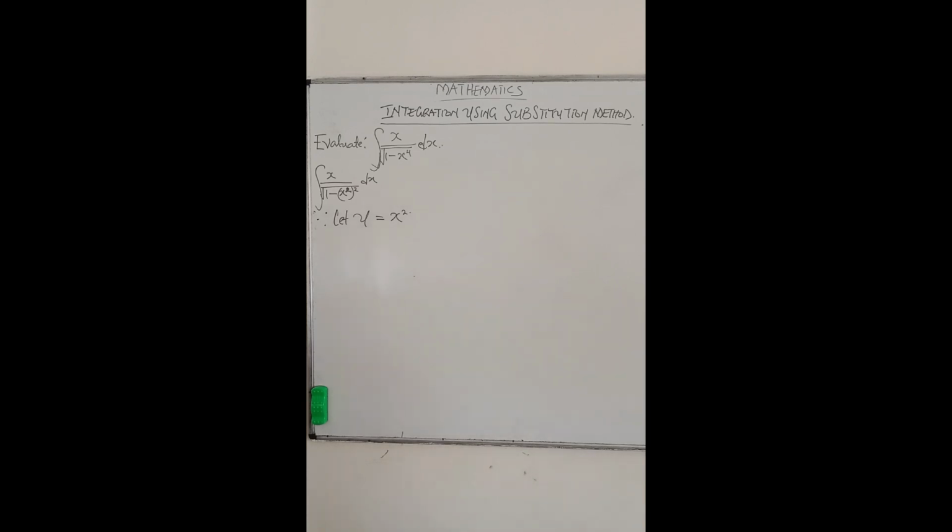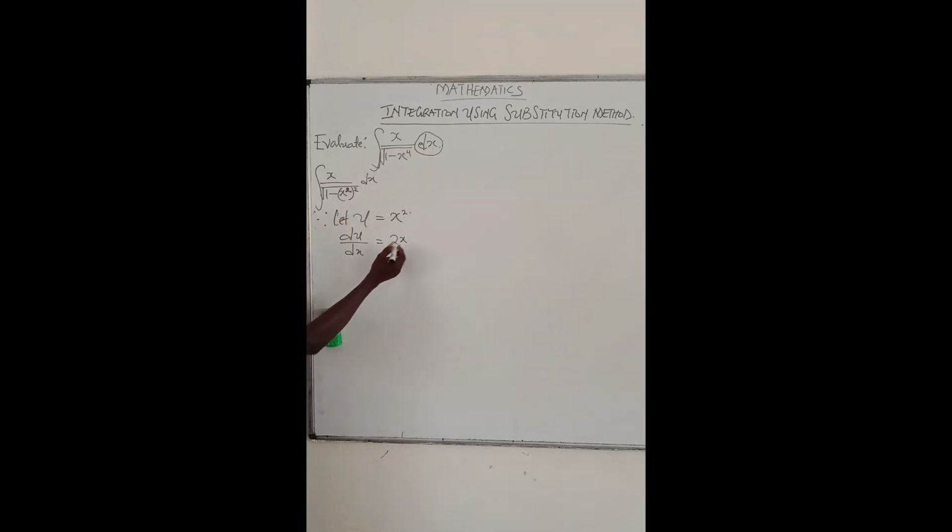If u is equal to s squared and you differentiate u, please take note that in my previous video I said integration is simply the reverse of differentiation. So if you differentiate u, you are going to have du over ds equal to 2s. Now, I want to make ds the subject of the formula.